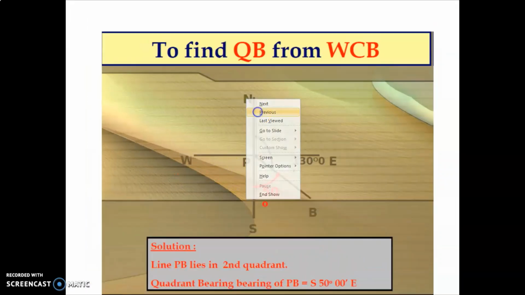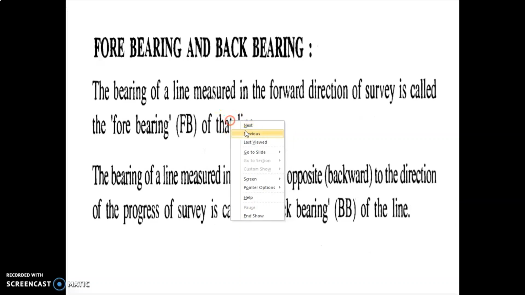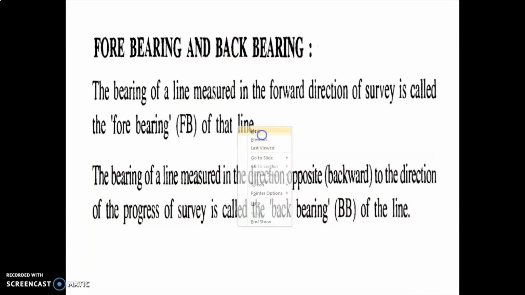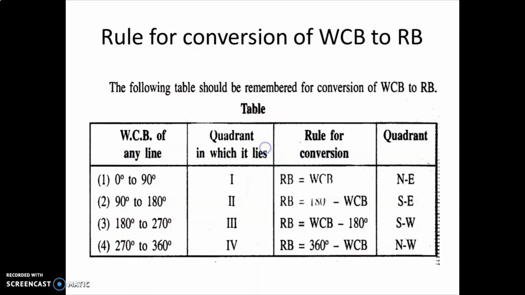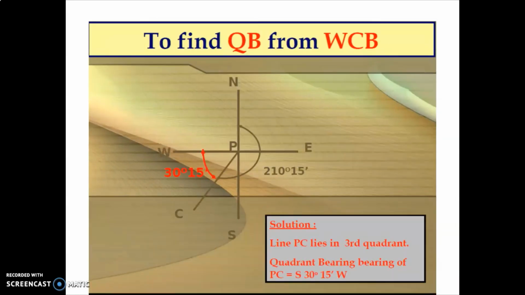So what is the rule of conversion? I will show you the rule of conversion. If it lies in the third quadrant, RB is equal to WCB minus 180. WCB is given to you, minus 180, you will get the RB value. Again it is approaching toward the southwest. So your answer will be south 30 degree 15 minute west.